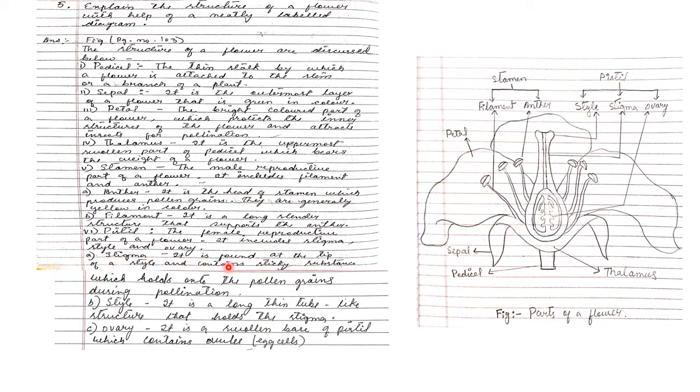Now let's see what the stigma is. A, stigma. It is found at the tip of the style and contains a sticky substance which holds onto the pollen grains during pollination. B, style. It is a long, thin, tube-like structure that holds the stigma. C, ovary. It is the swollen base of the pistil which contains ovules, the egg cells. So this whole diagram shows the parts of a flower.